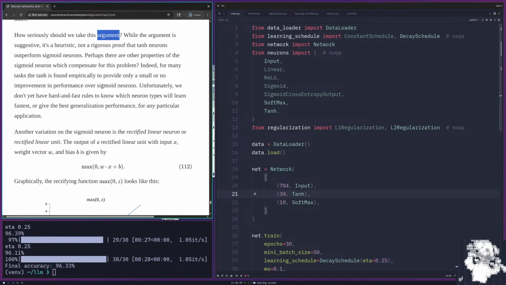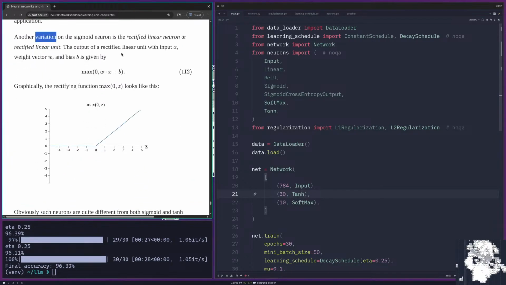How seriously should we take this argument? While the argument is suggestive, it's a heuristic, not a rigorous proof that tanh neurons outperform sigmoid neurons. Perhaps there are other properties of the sigmoid neuron which compensate for this problem. Indeed, for many tasks, the tanh is found empirically to provide only a small or no improvement in performance over sigmoid neurons. Unfortunately, we don't yet have hard and fast rules to know which neuron types will learn fastest or give the best generalization performance for any particular application.